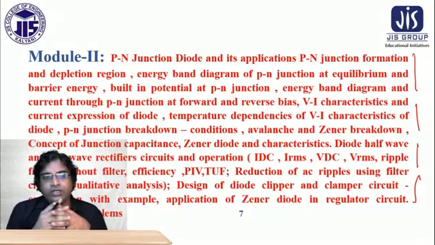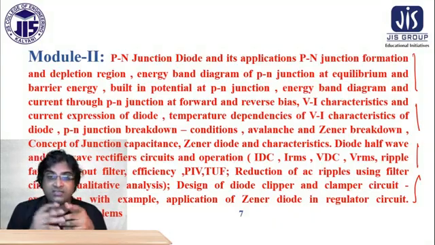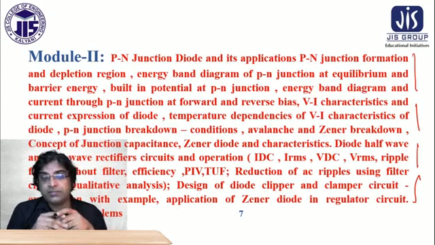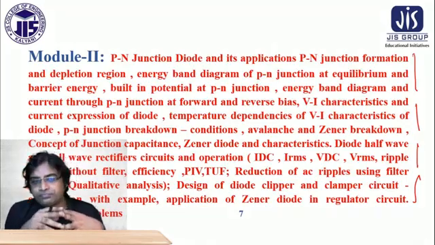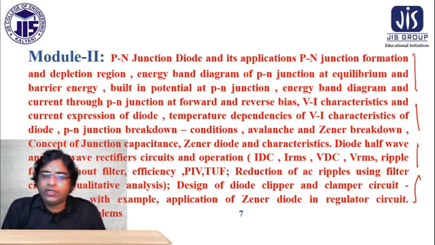After that I go to another very important topic, the PN junction breakdown conditions, and avalanche and Zener breakdown, which happen in reverse bias conditions. We can study that. The temperature dependency of the VI characteristics of the diode, how temperature affects the VI characteristics, and the early effect is also there. So these things are very, very important.